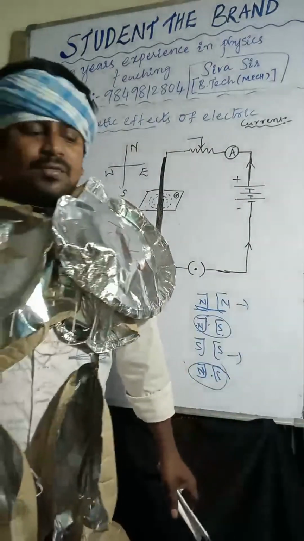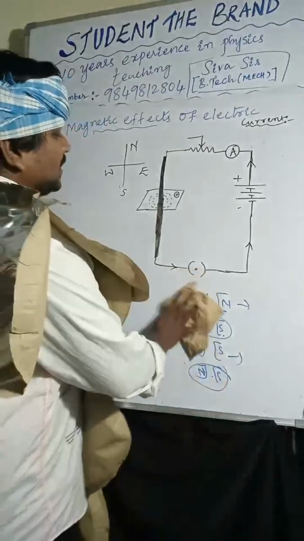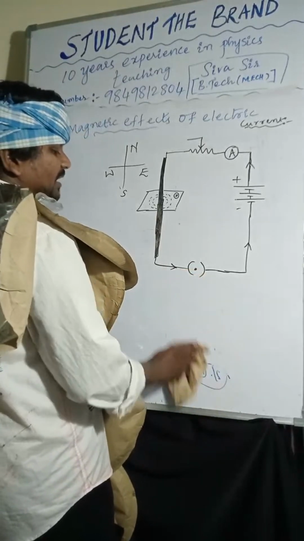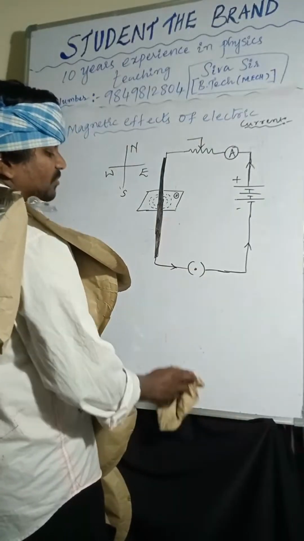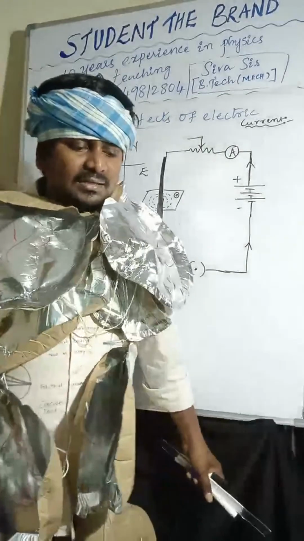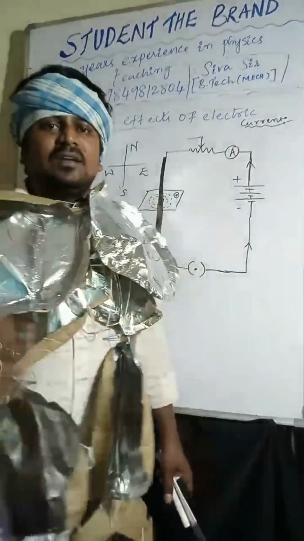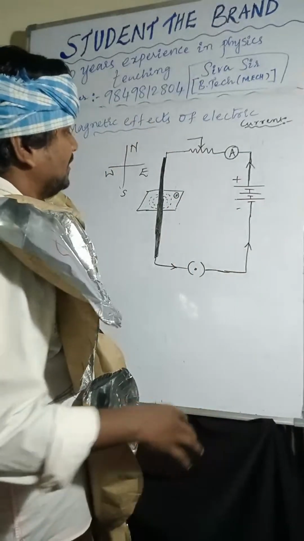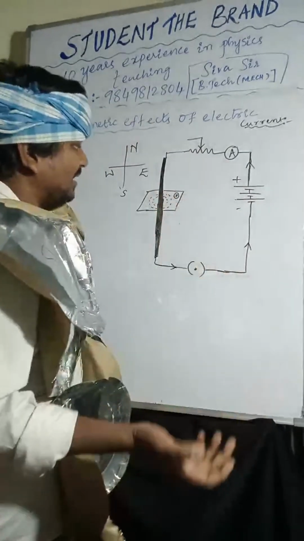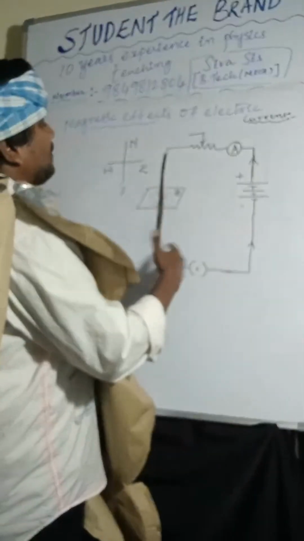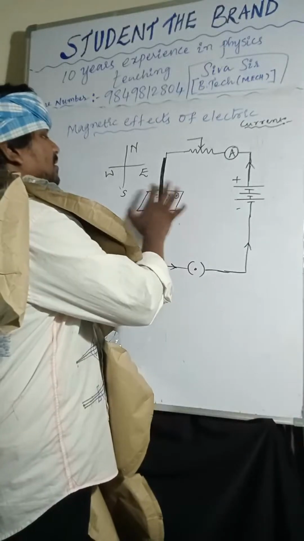Now we go to one more point. If the current is passing through the conductor, a magnet will be created around the conductor. Because the current is passing, it acts as a magnet, it behaves as a magnet, so it shows magnetic properties.